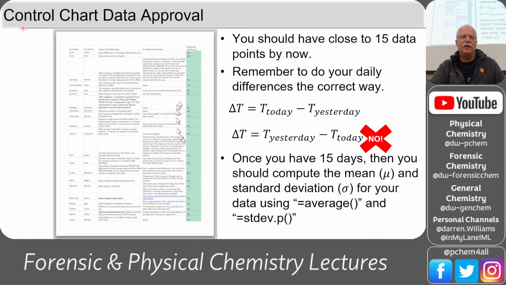So we've gone through this pretty much. I think everybody has an approved set of data. This is just, again, a review. We're doing a delta in temperature. We're going to do today minus yesterday. Also, I pointed this out in an earlier lecture, but I want to emphasize it again. Your variables need to be a single letter.